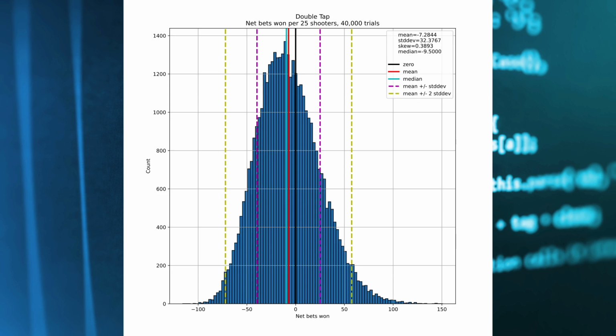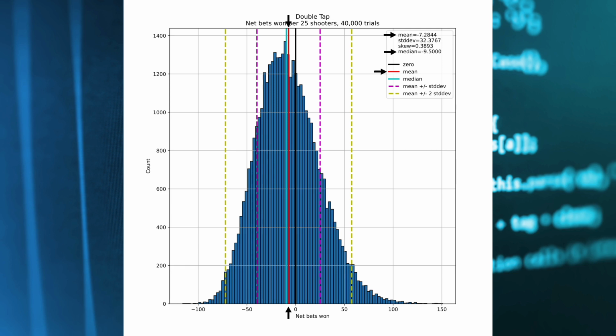Here I've added a little bit of statistical information on the plot. One important thing is the mean or average of the distribution. The mean is shown here by the red line and is about -7 bets, or -$70 per 25 shooters. So if you played the double tap strategy for a very long time, you'd lose a little less than $3 per shooter on average.